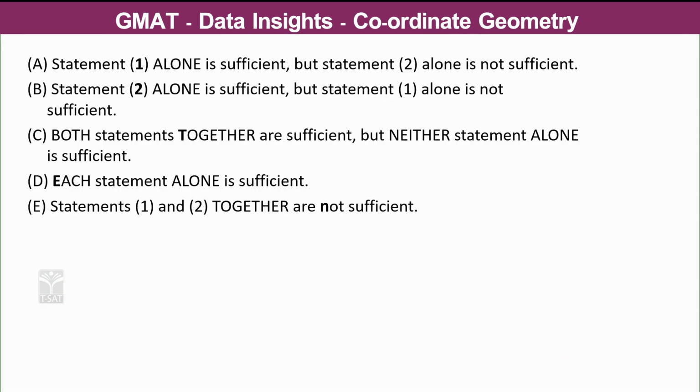These are the 5 answer options for the data sufficiency part of the quantitative reasoning. They will be the same for every data sufficiency question. Answer option A says statement 1 alone is sufficient, but statement 2 alone is not sufficient, and answer option B is when statement 2 alone is sufficient, but statement 1 alone is not sufficient. Answer option C says both statements together are sufficient, but neither statement alone is sufficient. Answer option D says each statement alone is sufficient, and answer option E is when statements 1 and 2 together are also not sufficient to answer the question.